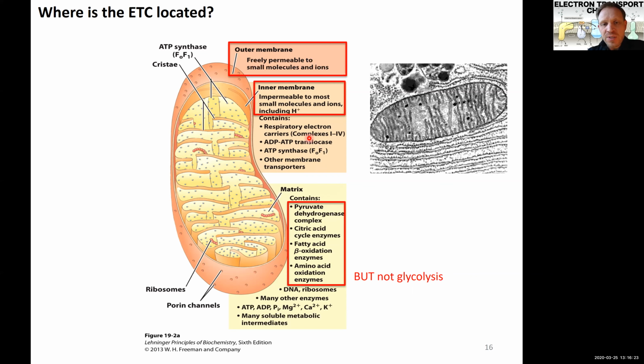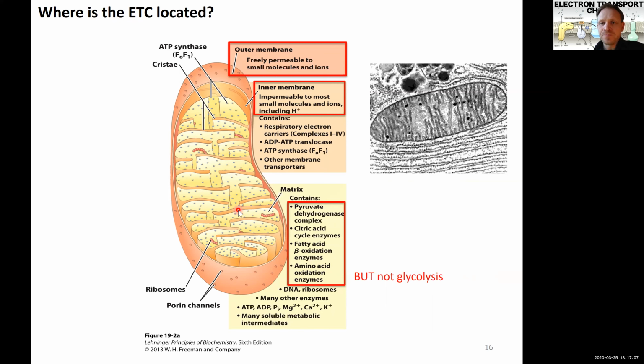And then in the matrix, so in the soluble fraction that is sitting on the inside of the inner membrane right here, we have a lot of our other enzymes and pathways that we had talked about before. Like we have our PDH complex that's in the matrix, it's soluble. We have our TCA cycle enzymes in the matrix here. We have our beta oxidation enzymes sitting here and our amino acid oxidation enzymes too. So the vast majority of enzymes and pathways that are producing the reduced electron carriers that we need for the ETC are all located in the matrix here, so they have direct access to the ETC at the inner membrane.